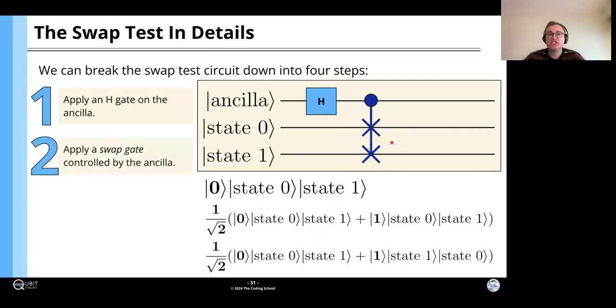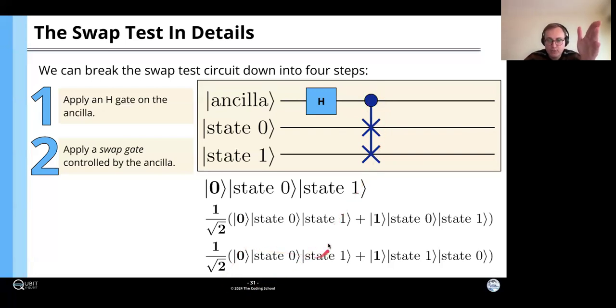Then we apply what's known as a swap gate that's controlled by the ancilla. It's a controlled swap gate. This is a more complicated gate. You don't have to worry too much about it. We're going to see implementing it is actually really, really easy. But what it does is, unlike a controlled NOT that, when the control bit is 1, flips the qubit, it swaps 2 qubits with each other, 2 states with each other, when the ancilla or when the control is 1.